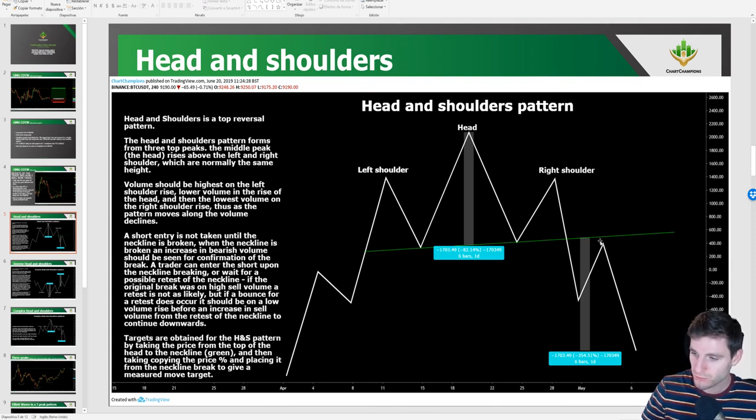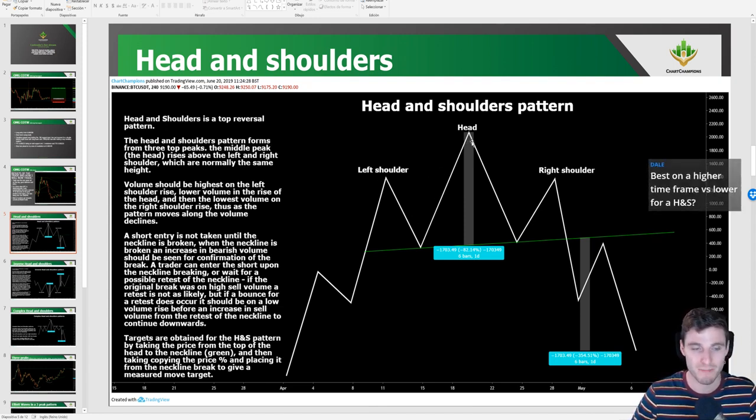What would the corresponding RSI and histogram profiles look like? So really what you're going to want to see from a histogram perspective is, when you move up for the head, you're going to want to see bearish divergences.